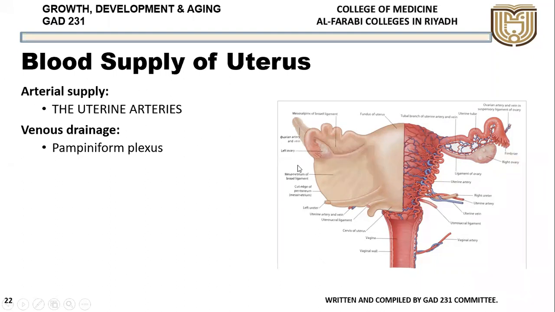So these are called the uterine arteries. They are present on both sides. They have shown only one side, but it will be present on both sides, right and left. Then the venous drainage will be from the pampiniform plexus. If you remember, the pampiniform plexus was around the testis. Similarly here also you can see a lot of plexus of veins, all joined together to drain into the uterine vein. So they form a pampiniform plexus from where they drain into the uterine vein.